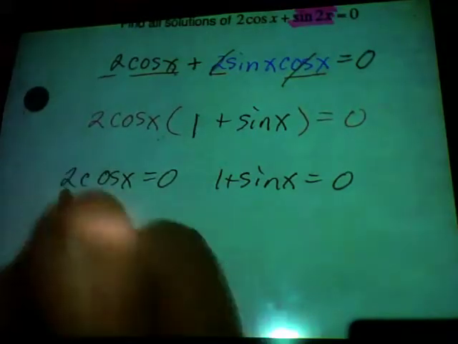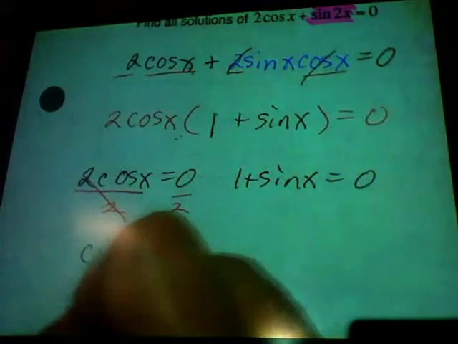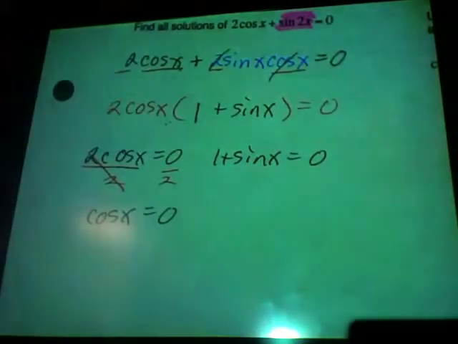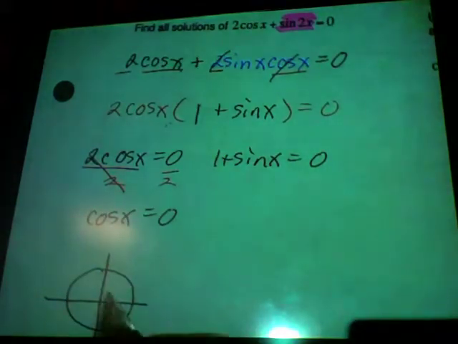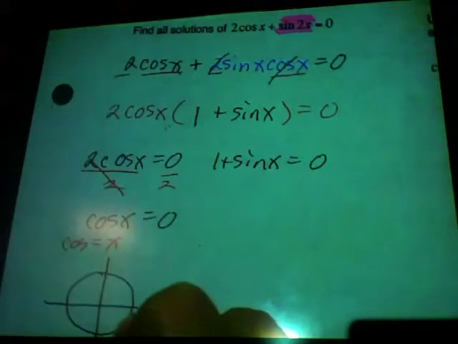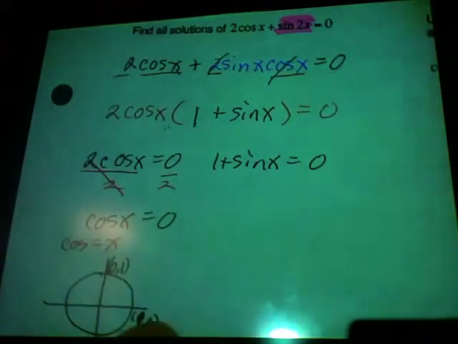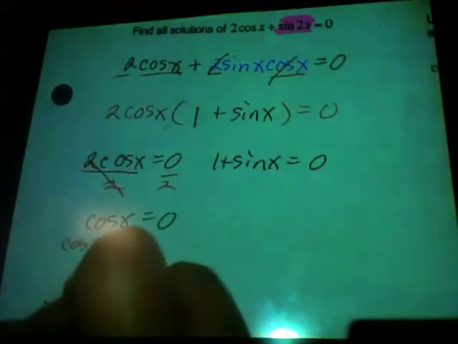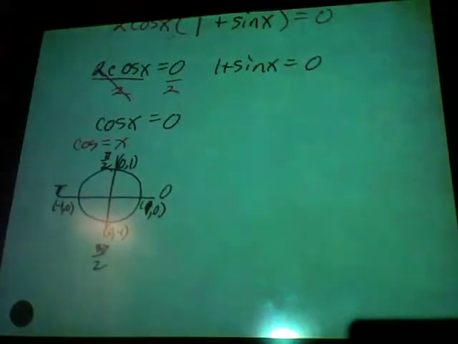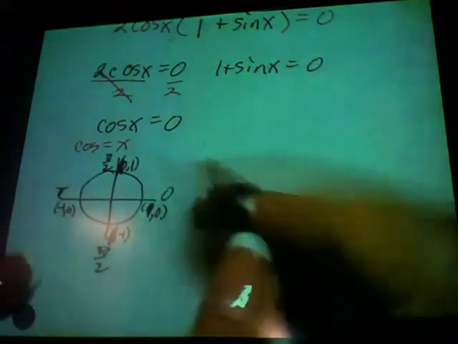All right, so I want to get cosine of x by itself, so don't I divide by 2? And I get cosine of x is equal to 0. Don't we need to look at your unit circle? Cosine is equal to your x value in your ordered pair. Your ordered pairs are 1, 0; 0, 1; 0, negative 1; and negative 1, 0. We're at 0, pi over 2, pi, and 3 pi over 2. Which ones have an x value of 0? Right here, and right here. So x is equal to pi over 2, and also 3 pi over 2.